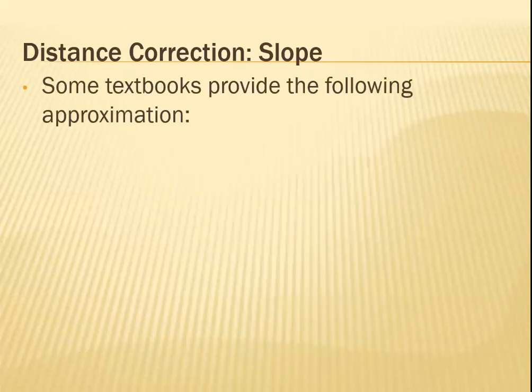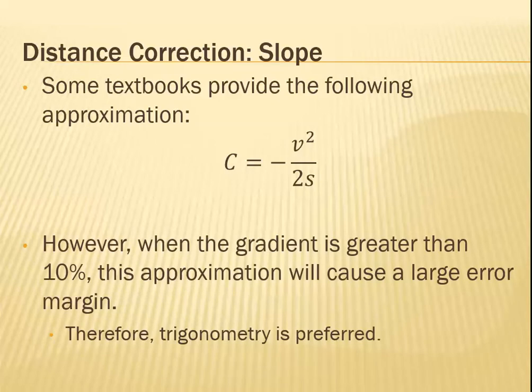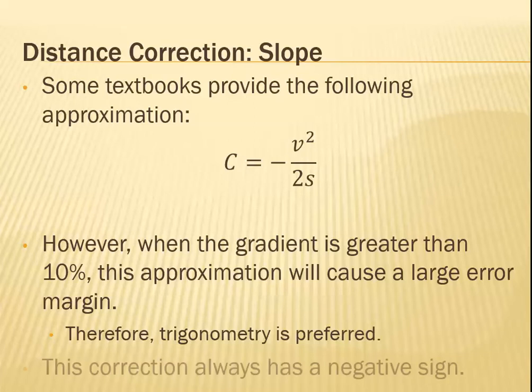Some textbooks provide the following approximation. C, for correction, is equal to negative V, the vertical change, squared over 2S, where S is the slope distance that you measured. However, when the gradient is greater than 10%, this approximation will cause a large error margin, and therefore trigonometry is preferred. So we're going to do it both ways. Also, note that this correction always has a negative sign, because the actual horizontal distance is always shorter than the measured slope distance.